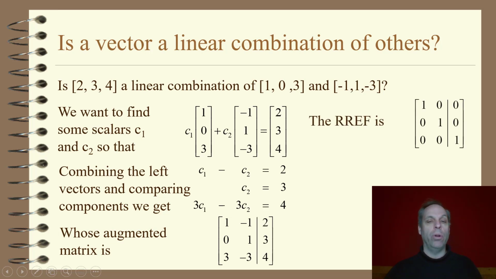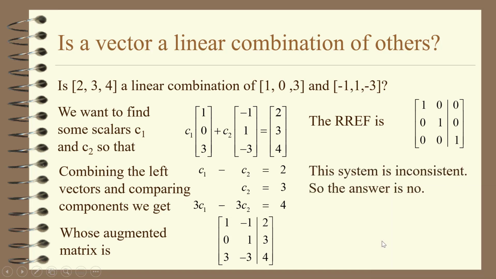Notice, though, that now there is a leading entry in the constant column. That means if you take this augmented matrix and write it back as a system in terms of c1 and c2, you'll get the equation, in this case, 0 equals 1. It's clearly false. There is no solution. That means then this vector (2, 3, 4) is just not a linear combination of the other two vectors. You cannot ever find those two constants.